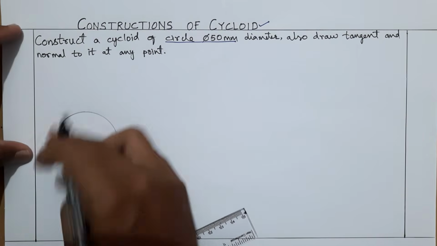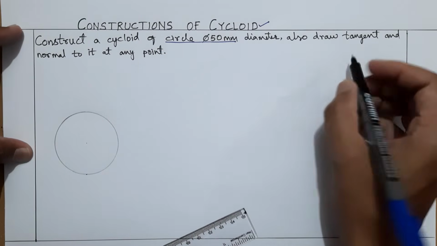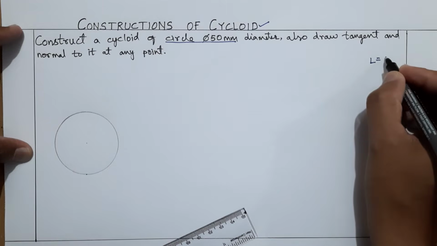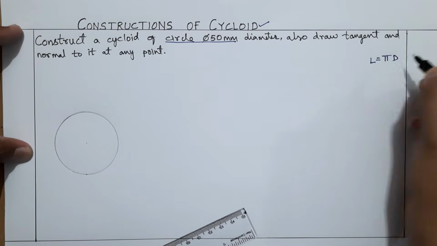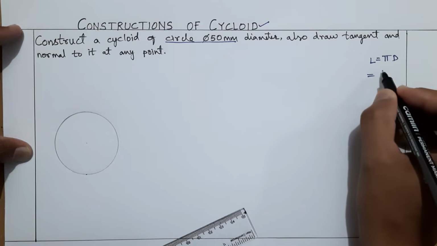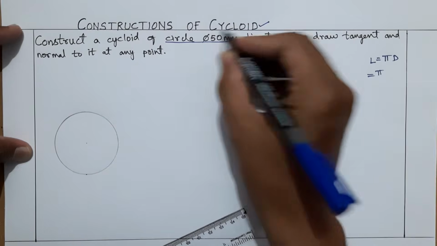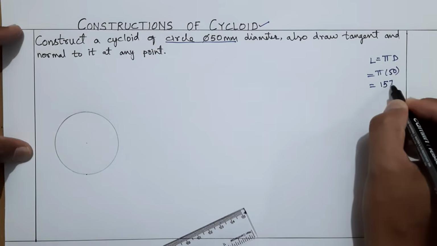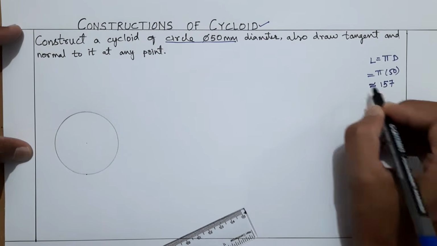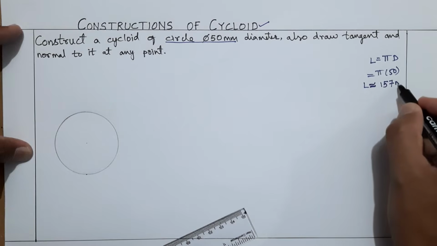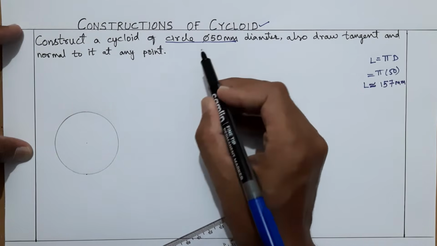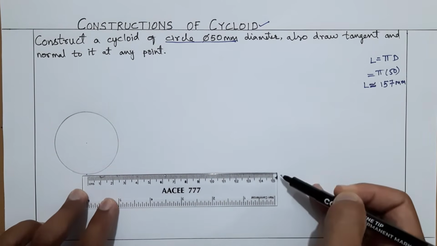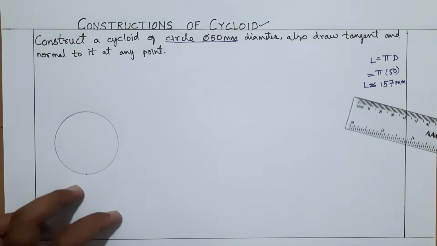So how much distance will it travel? That is the question here. For a 50 mm diameter, the circumference L equals 2 pi r or pi times the diameter. Pi is 22 by 7 and d is our 50 mm diameter. If you calculate this, you will get 157 point something. So approximately I will take the circumference as 157 millimeter. Now you have to draw a straight line of length 157 mm. On that straight line the circle will travel.